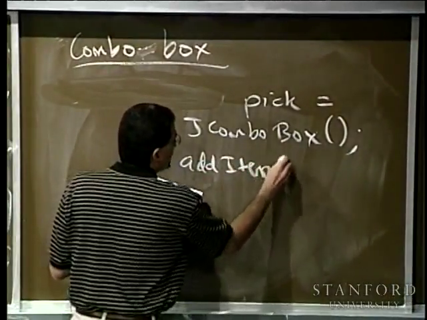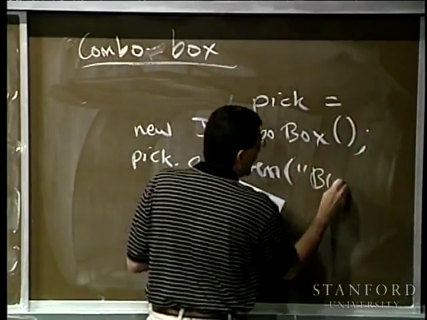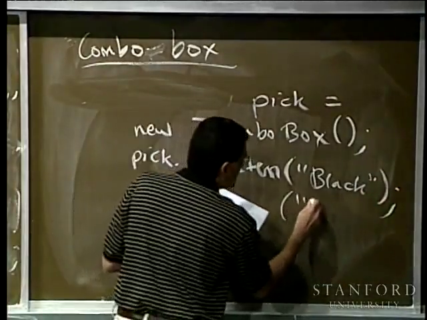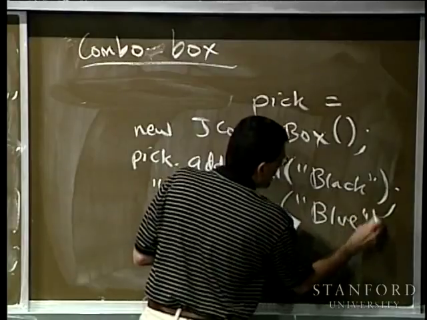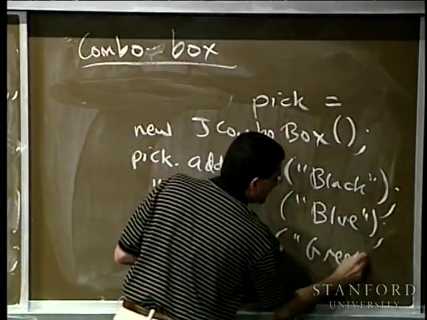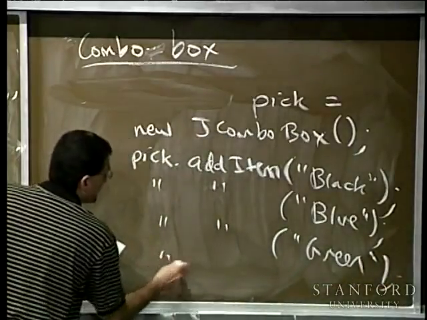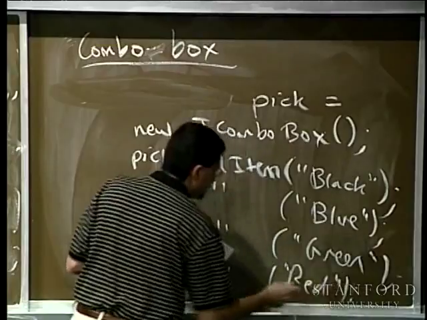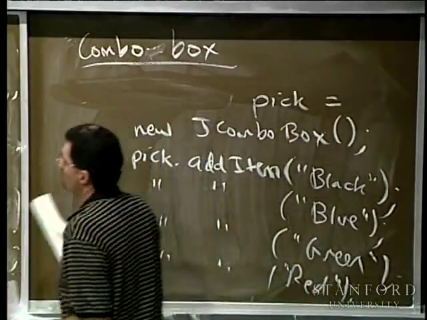And then the item you give it is a string, like we would have black for the first item. And then the next item, pick add item, is blue. I just put these all in alphabetical order, but you can put them in whatever order you want. Green. And then pick add item, red. Okay, and those are all of the choices that are in the combo box.